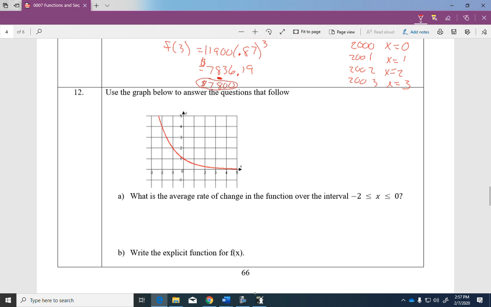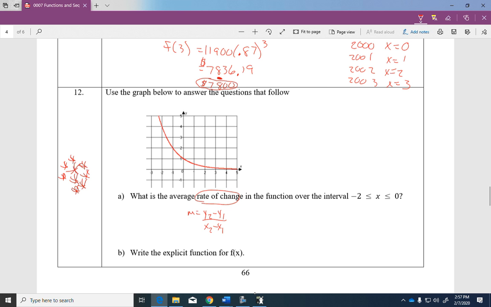Use the graph below to answer the questions that follow. You have to know how to do average rate of change. I see this question on Regents exams probably every single year. Average rate of change. Rate of change is like slope. You want to think about y2 minus y1 over x2 minus x1.